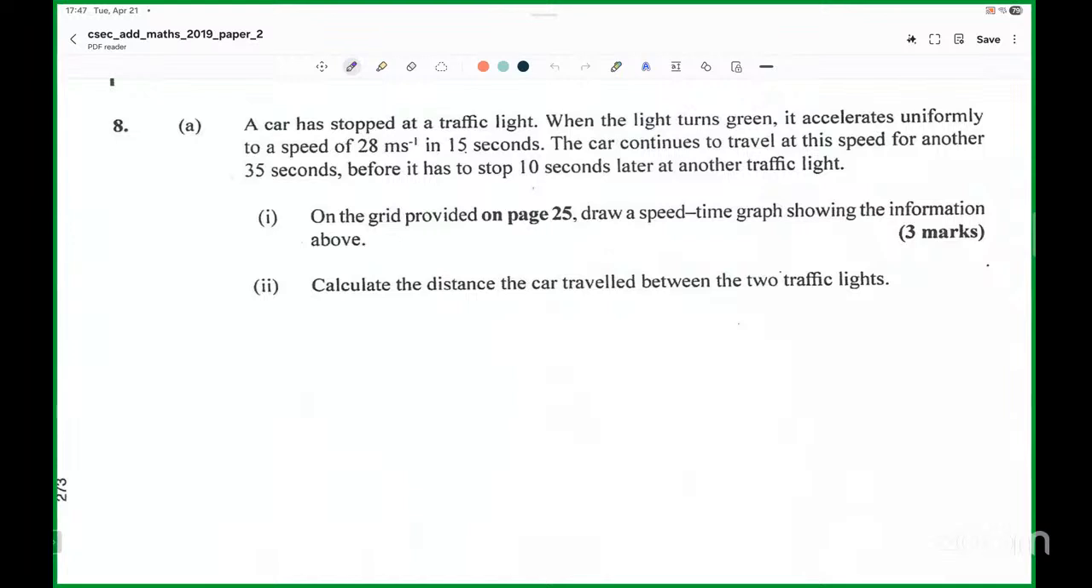Let's just sketch it out first and then we'll draw it. The speed time graph. It starts from rest, where the speed is zero down here, and it accelerates uniformly, meaning at a constant rate, so you draw a straight line to represent that. Draw it in blue. It went up to 28 meters per second, and it took 15 seconds. Here's 15.